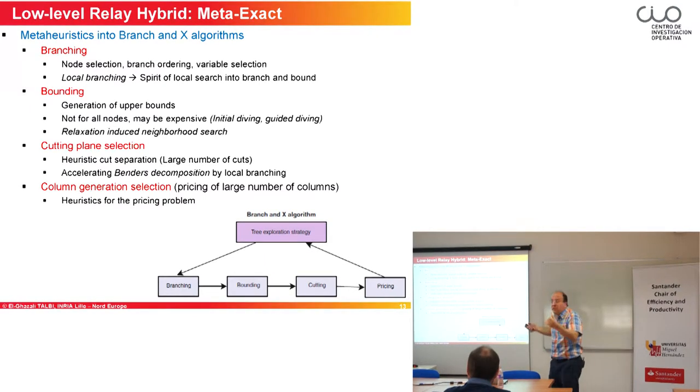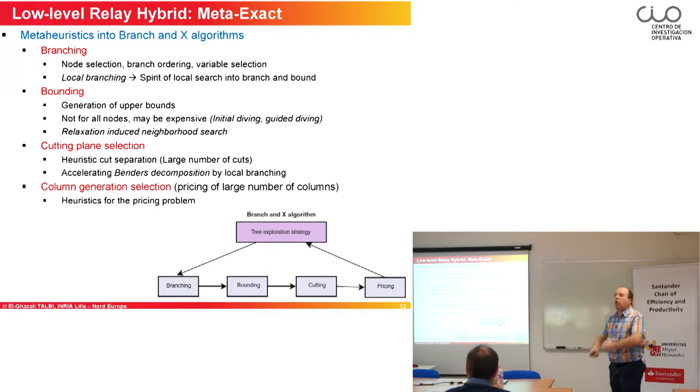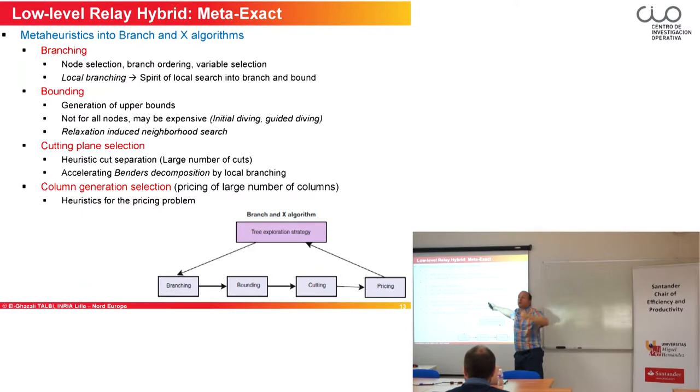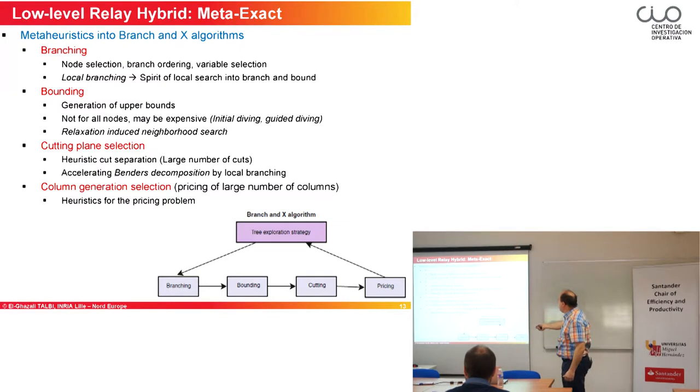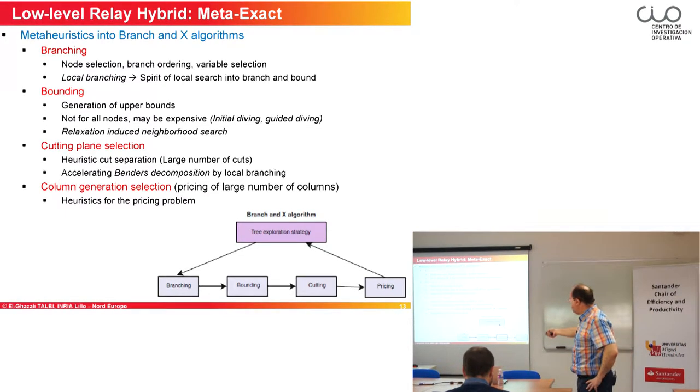Remember, branching: which node will you select in the tree to explore first? Bounding: how will you generate the upper bound? Cutting plane: there are a lot of different cuts which are possible. Which ones are efficient? And column generation: you have a huge number of columns. Which columns are efficient? Those problems can be formulated as complex optimization problems. We cannot use exact solutions for those. People are using very simple heuristics.